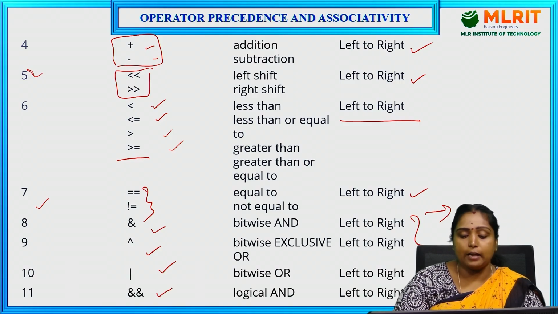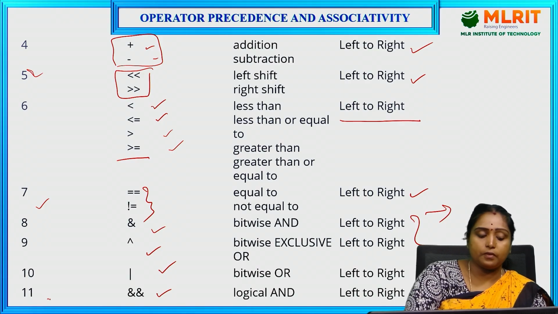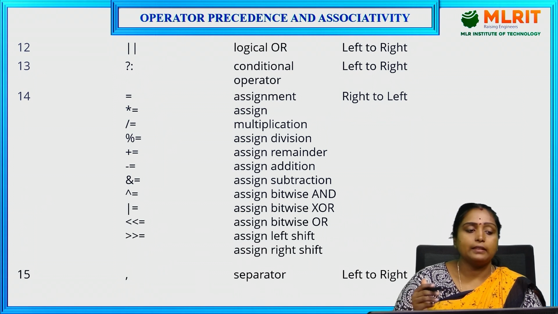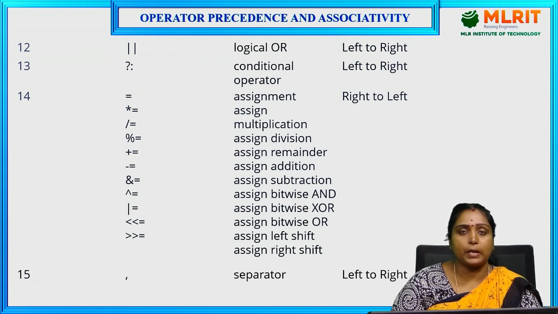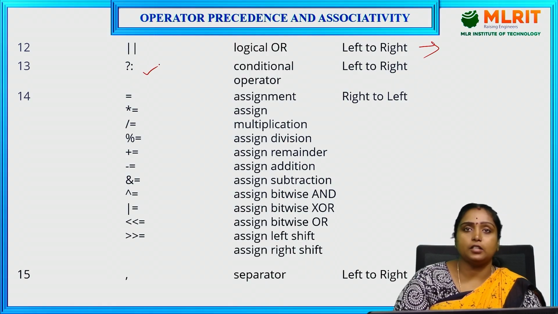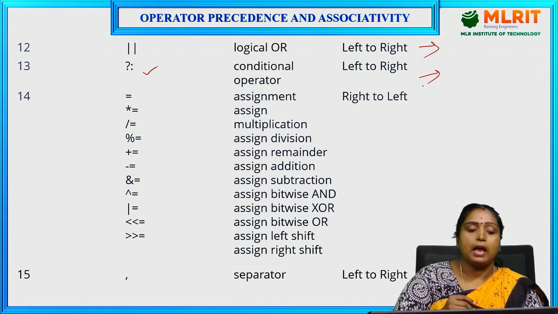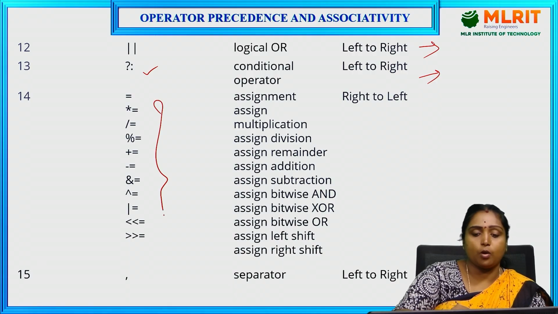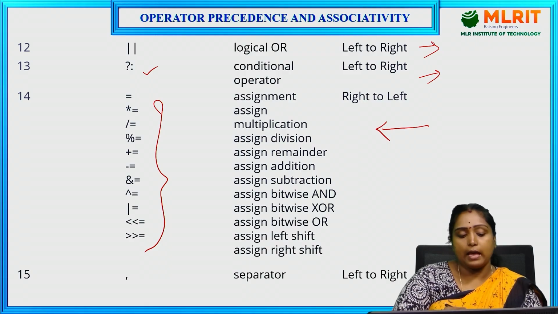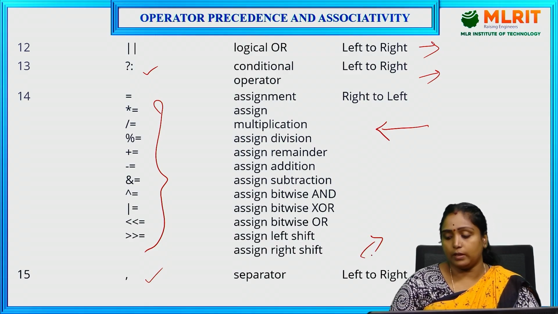Next one is the logical AND operator, of 11th priority and left to right. The next, logical OR, is of 12th priority, and it is also left to right. Next is the ternary operator, which is the conditional operator, that also works from left to right. All the assignment operators will work from right to left. And the comma operator, which is a separator, is also from left to right.